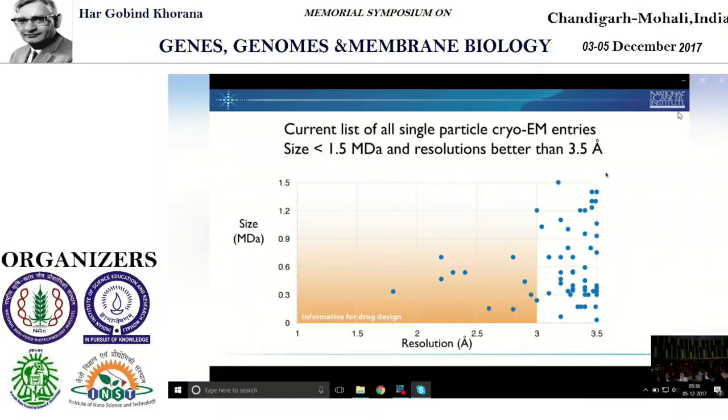This plot shows you where the field is today. The x-axis is resolution achieved. The y-axis is size of protein. And you can see that the area which is really most interesting from a therapeutic point of view for drug discovery, we believe, is to be able to look at small proteins at high resolution. This is the lower left corner. There are about a dozen entries now at high resolution by cryo-EM. I've spoken to you about many of these entries that come from work in my lab, and I think this will hopefully begin to get larger in the years to come.